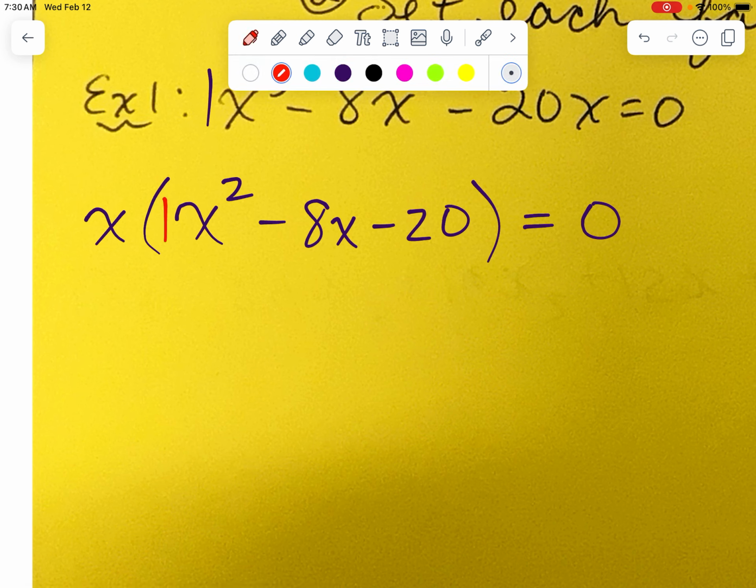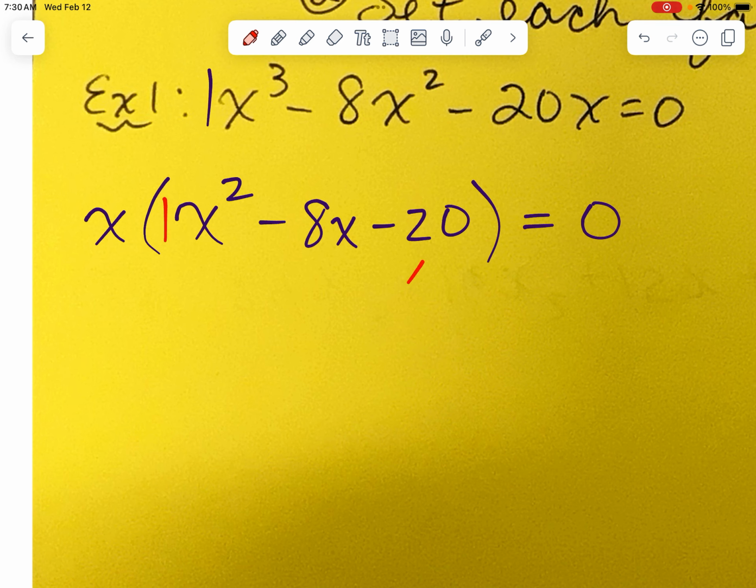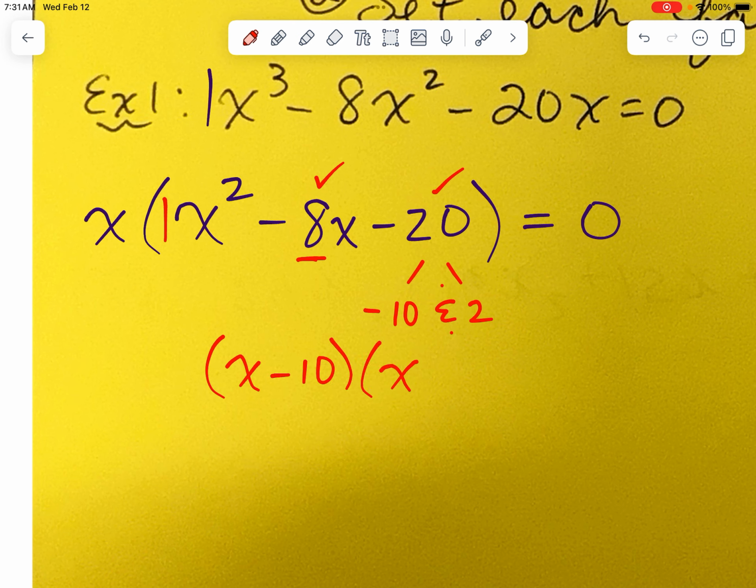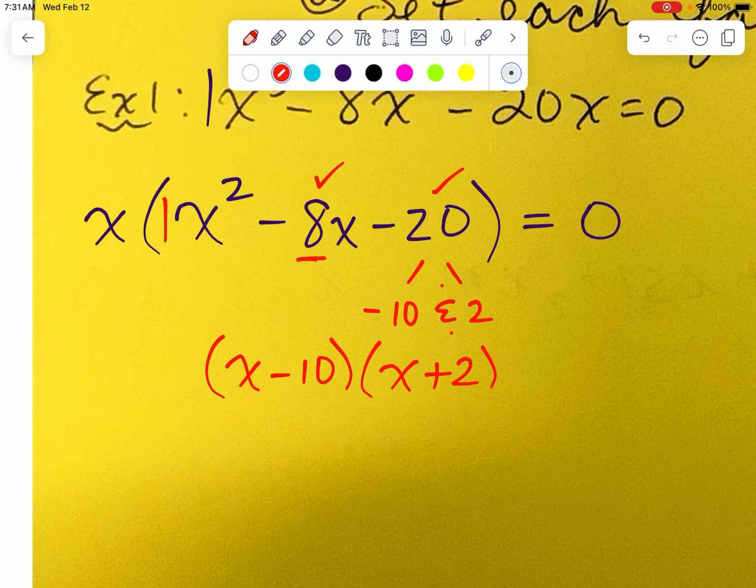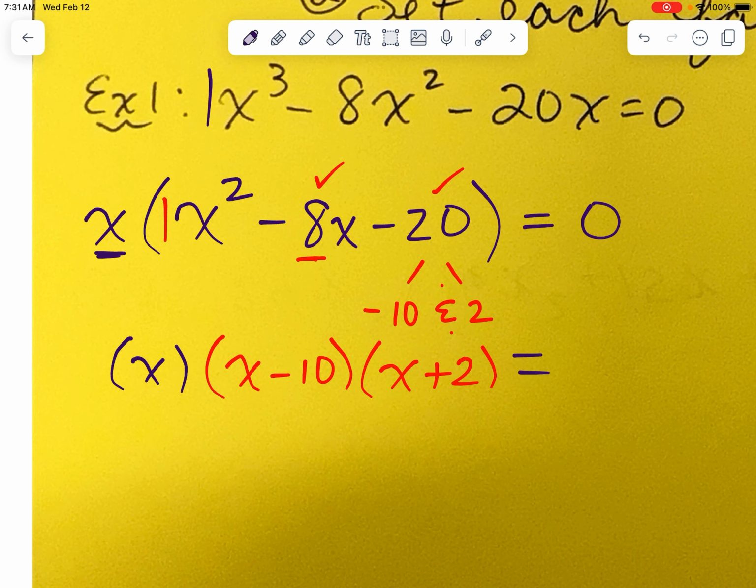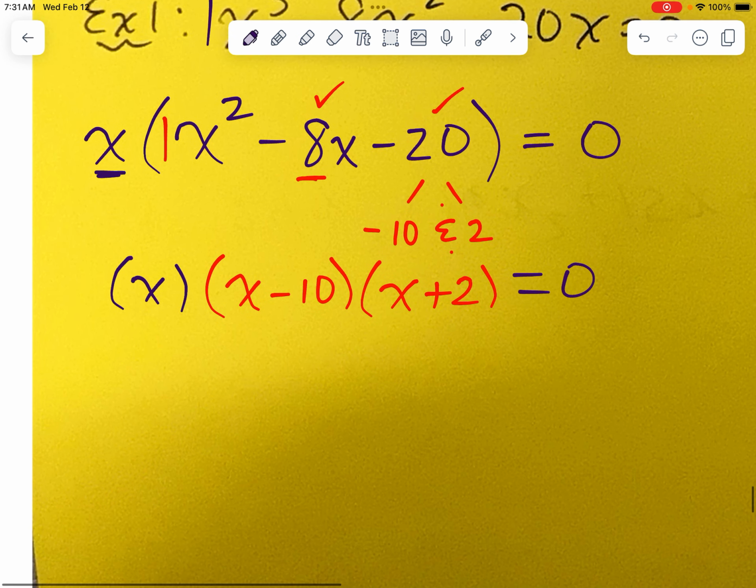Now we're going to see if we can factor this quadratic. And since a is 1, we are going to ask what two numbers can we multiply that give us negative 20, but when we put them together, give us negative 8? Well, that would be negative 10 and 2. Negative 10 times 2 is negative 20. Negative 10 plus 2 is negative 8. So those would be my additional factors that we write. So we say x minus 10, x plus 2, and then don't forget about the x that we have here on the outside. And we set each one of these individually equal to 0.